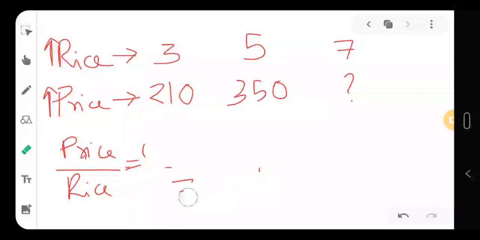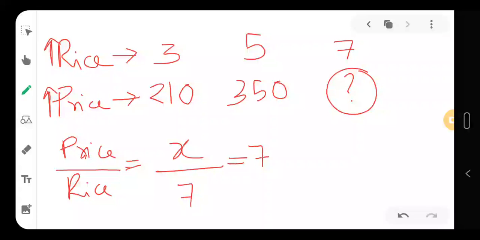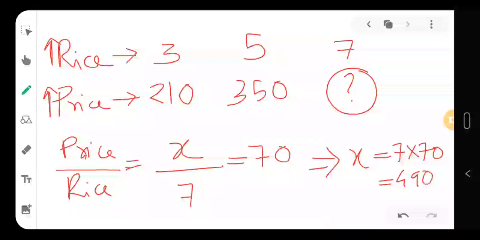Let's say this last one we are finding. You put x, which I don't know, the price, by 7, which I know, equals 70. From this equation you can easily find that x is equal to 7 into 70, which is 490. So instead of the question mark I can write the answer. This kind of question can come.